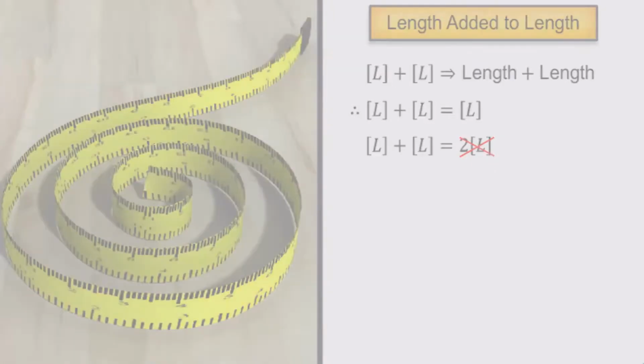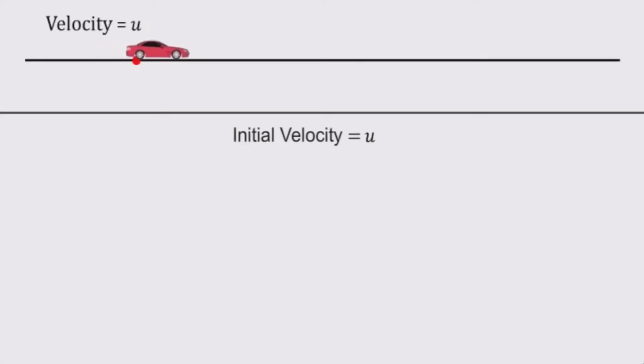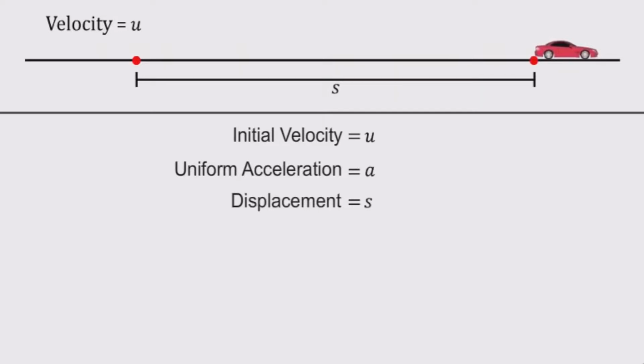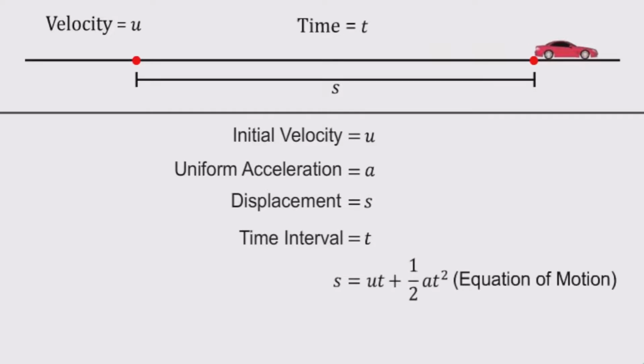For example, consider the motion of a body moving with an initial velocity u and uniform acceleration a, having made a displacement s in a time interval t. The motion of the body can be represented by the equation s is equal to ut plus half at square. Let us now verify the consistency of this equation using dimensional analysis. On the left-hand side of the equation, we have displacement s. This is basically length and its dimensional formula is L.